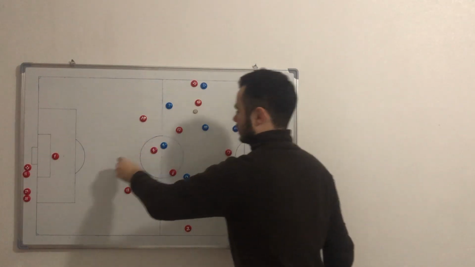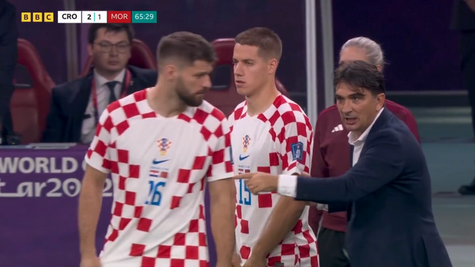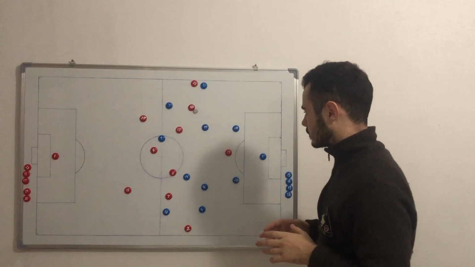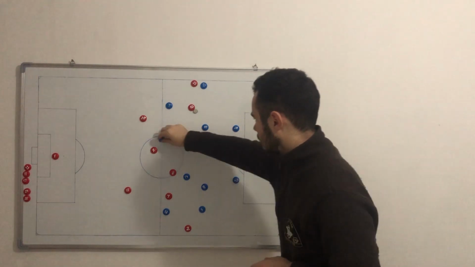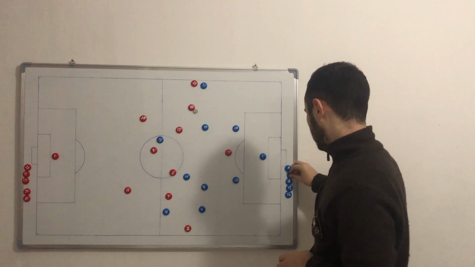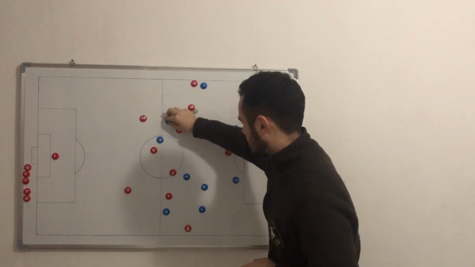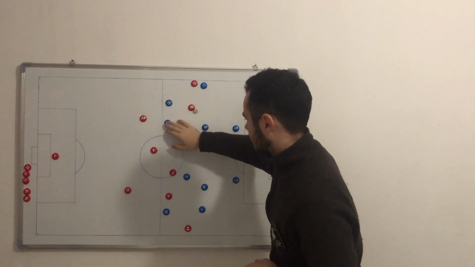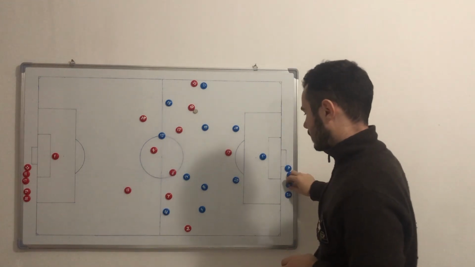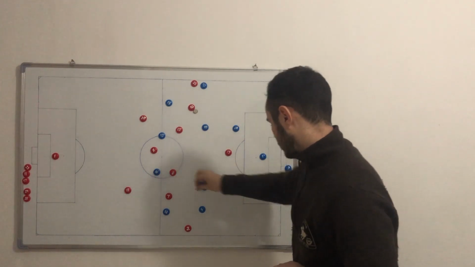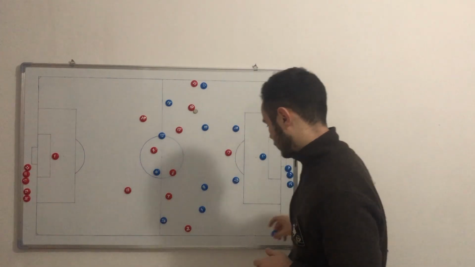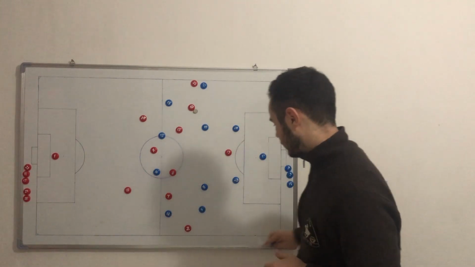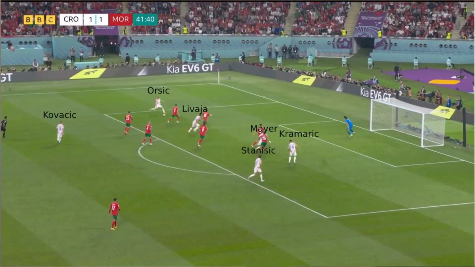Boufal. So Croatia interfered in the game also with substitutions, replacing Kramaric for Vlasic, Meyer for Pasalic, with Vlasic playing on the side and Pasalic in the center, Petkovic for Livaja, and they replaced Orsic at the very end with Jakic. But Orsic was in the game since he scored, and he was a very important player for Croatia.